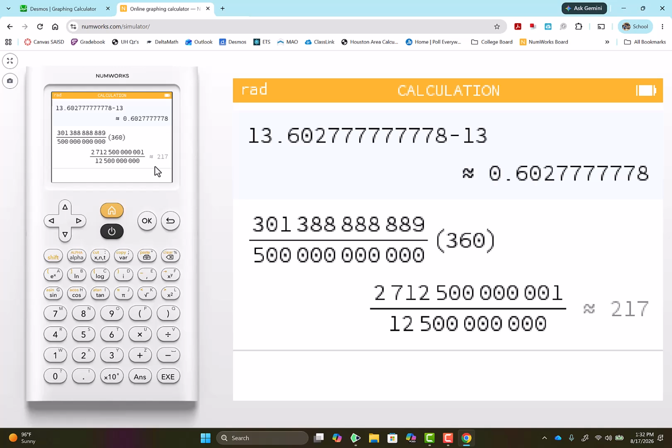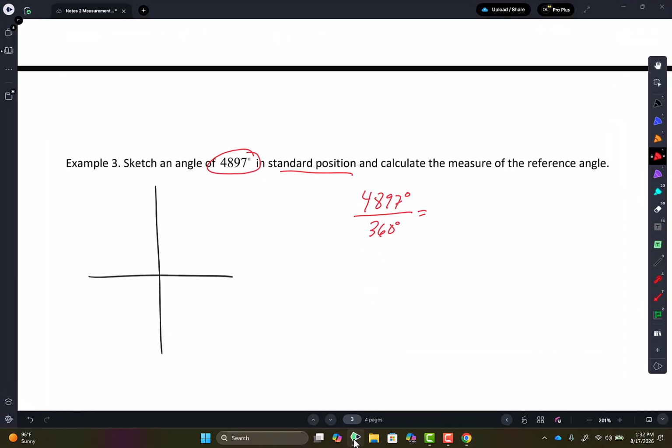You know how much programming it takes to get it to do that? I bet you the code for that is super long. You guys aren't impressed, right? You guys are like, whatever. Guys, that took a lot. I think this is how it should have been. 217. I wish decimal would have just given me 217, but that's fine.